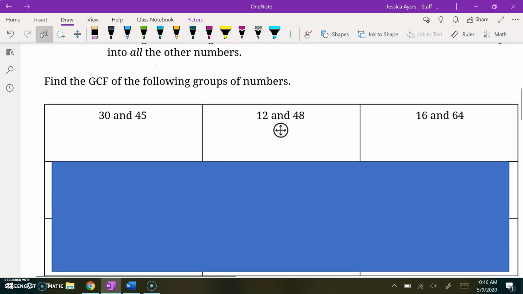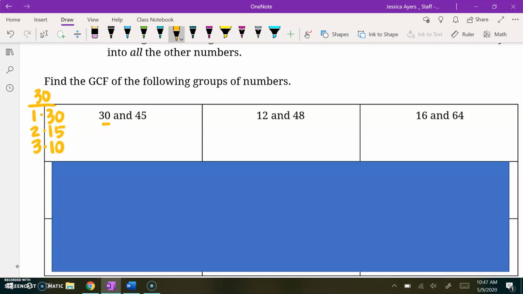So we're going to look here at this first example. Find the GCF of the following groups of numbers. So we're looking at 30 and 45. Since 30 is the smaller number, we're going to go off to the side and list all of its factors. So we always know we can start at 1 and 30. It's even, so we know 2 will go into it 15 times. The sum of the digits adds to 3, so we know 3 will go in, and that is 10 times.